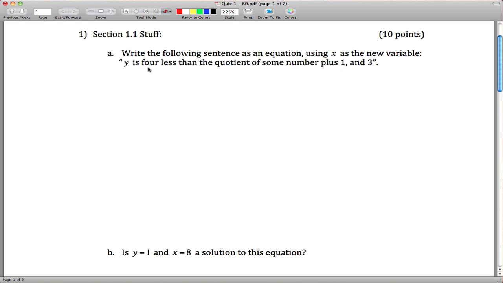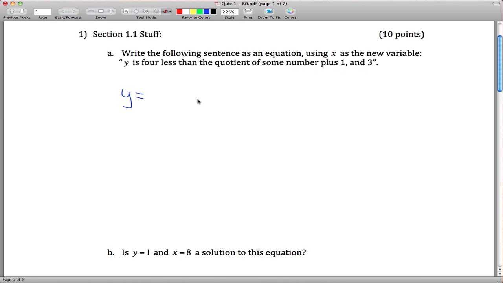So let's see what we got here. Y is 4 less than the quotient of some number plus 1 and 3. I tried to write that as clearly as possible, although as we saw in class these can be a little ambiguous. So what do we got? Y is, gets us this far, y, and then is kind of a keyword for equals.